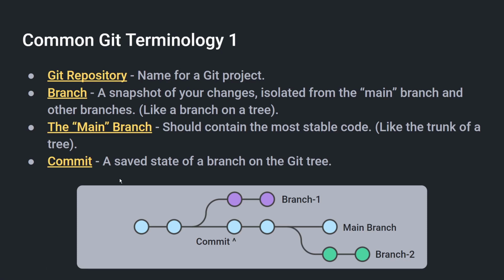So, and then lastly, what is a commit? So a commit is a saved state of a branch on the Git tree. Each of these circles here, these nodes, are commits. And pretty much when you make a series of changes, you would commit those changes to the tree, and that would be a saved version of your file and folder structure on the tree.